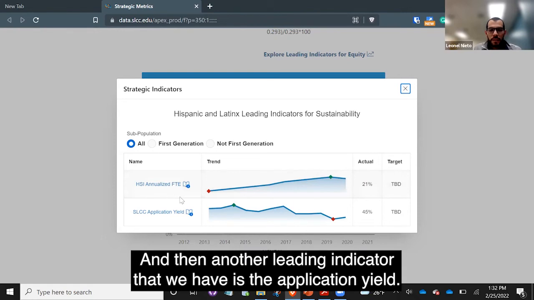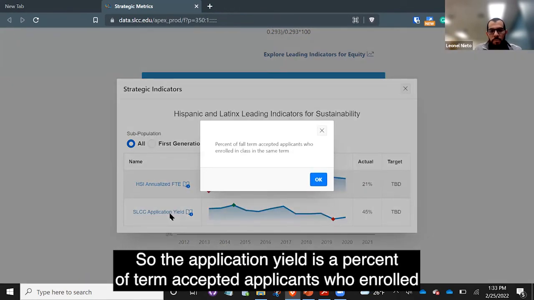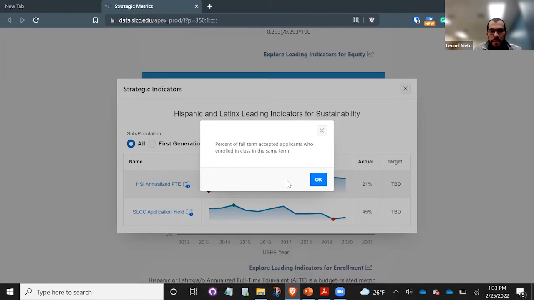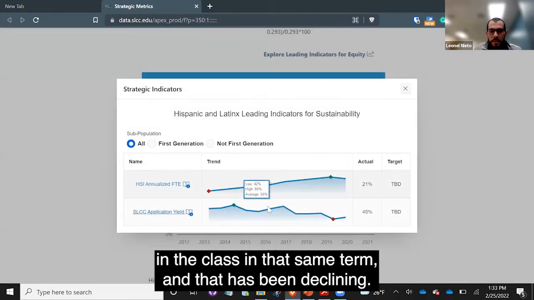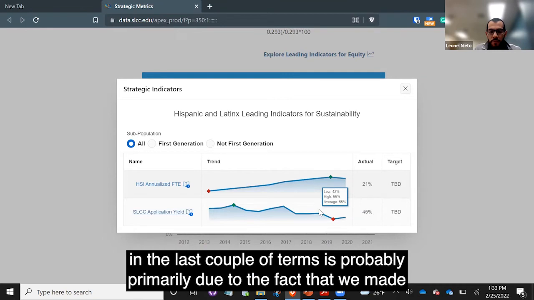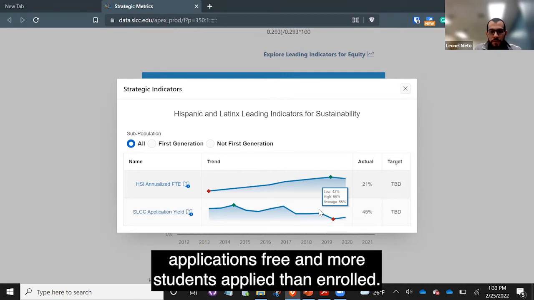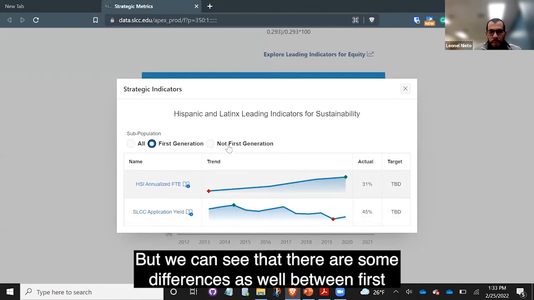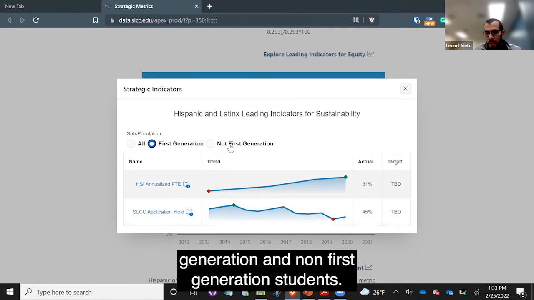And then another leading indicator that we have is the application yield. So the application yield is the percent of fall term accepted applicants who enrolled in a class in that same term. And that has been declining. This is probably the decline that we saw in the last couple of terms is probably primarily due to the fact that we made applications free and more students applied than enrolled. But we can see that there are some differences as well between first generation and non-first generation students.